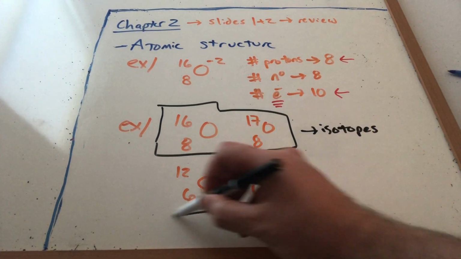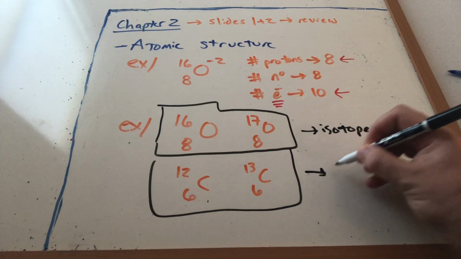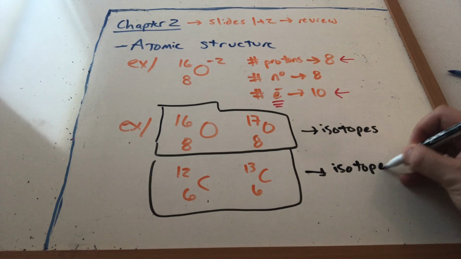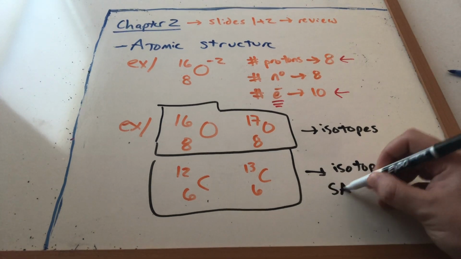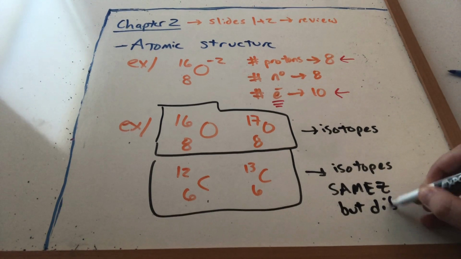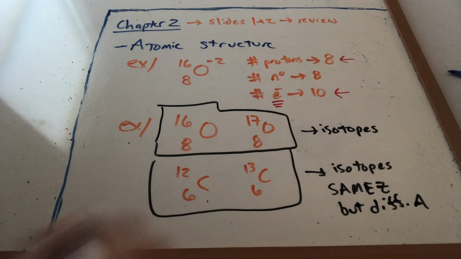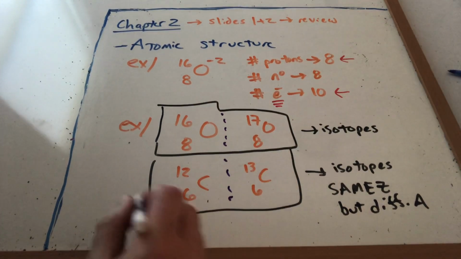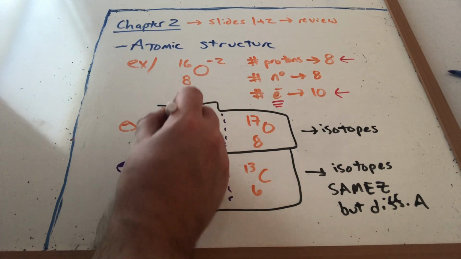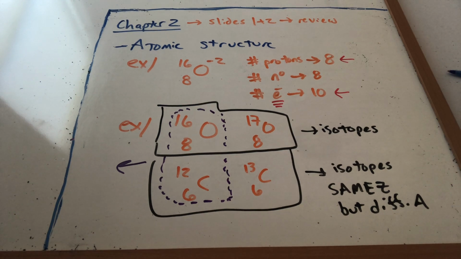These down here are also isotopes. They're species that have the same Z but different A. I'm going to write that down. Same Z but different A. Same number of protons but different number of neutrons. Just to make sure you understand that general concept, take a look at these here, I'll put them in purple. Are oxygen and carbon isotopes?